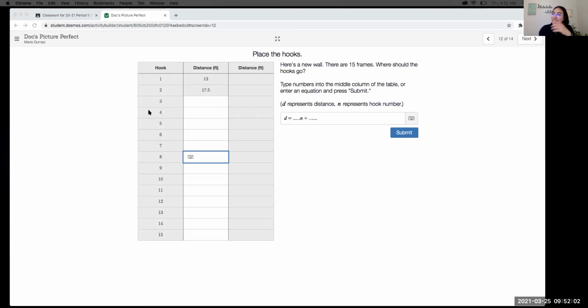Okay, so yes, I like that. Somebody said, I subtracted 17.5 and 13. So you're finding that space between them. Good. The distance. And remember, we did that in our formula, finding the distance, and we had to subtract. See, all this is coming together.